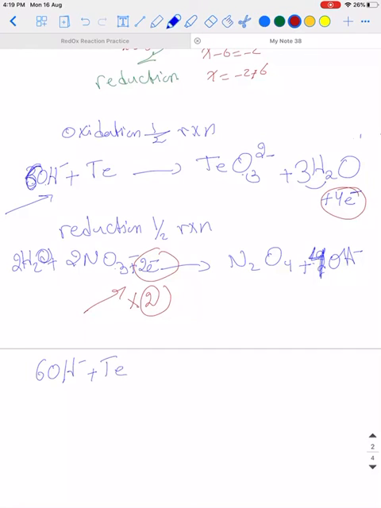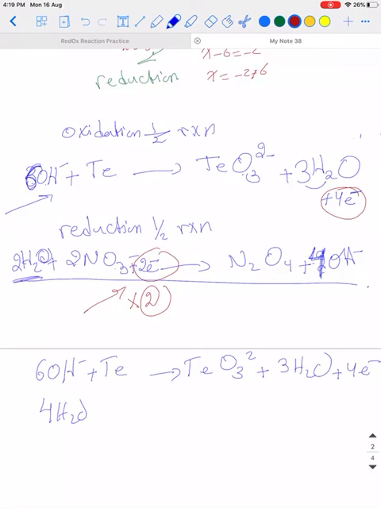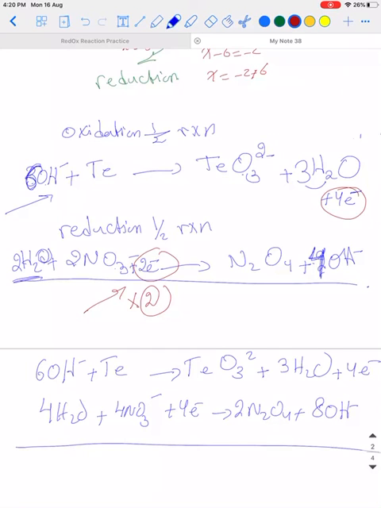So 6OH minus plus Te to give TeO3 2 minus plus 3 water, plus 4 electrons. The other one I multiplied, so it will be 4 water. So let's multiply the whole equation by 2: 4 water and 4 NO3 minus plus 4 electrons to give 2 N2O4 and 8 OH minus.